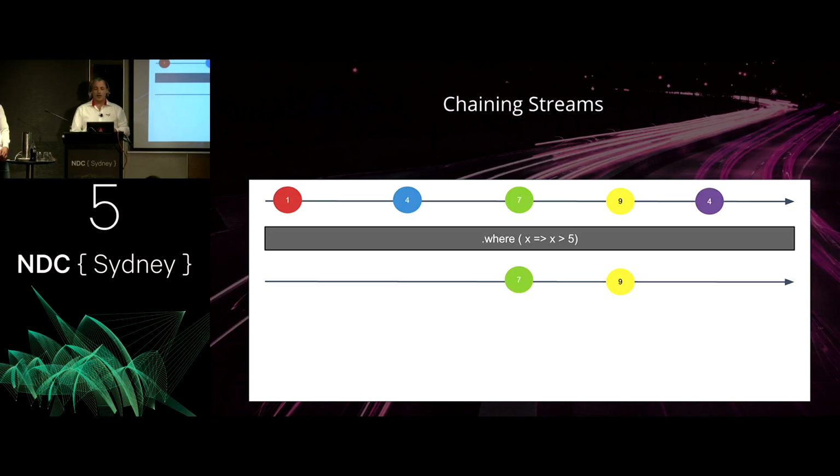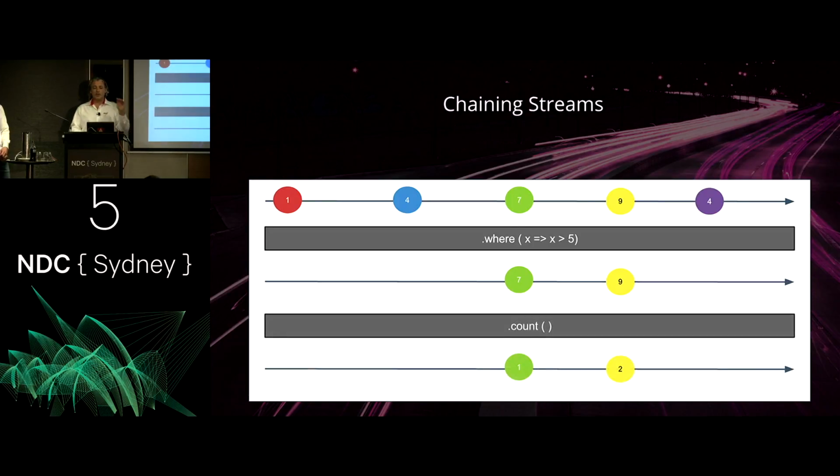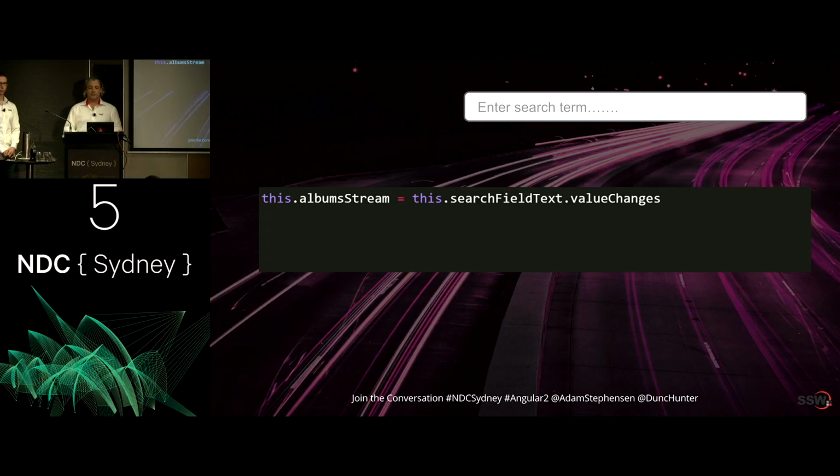Now the cool thing about streams is I can chain them together. So I can have these values coming in, I can be applying one operation, then I can go and apply another operation, and I've got another stream of numbers coming out. So the canonical example of this is the type ahead.